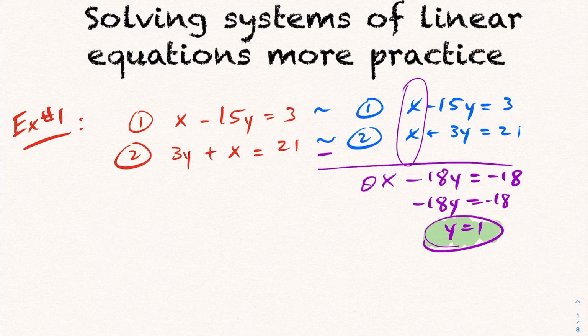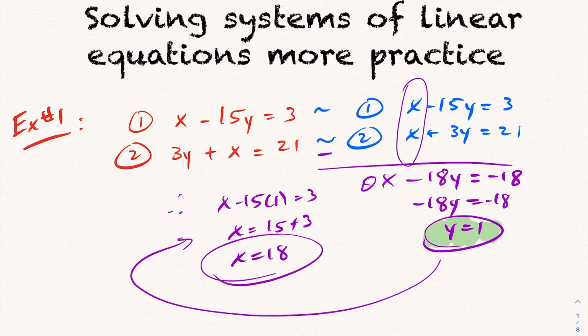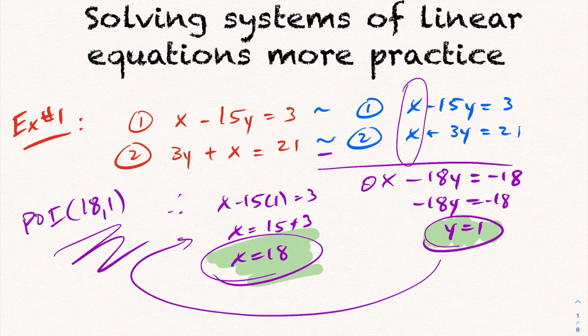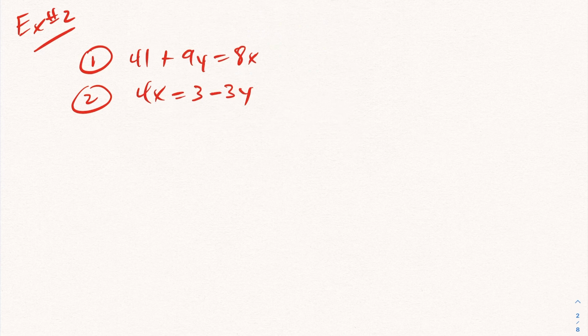I got my y value is 1, and therefore I can sub it into either equation. I'm going to sub it into 1, so x minus 15 times 1 is 3, x is 15 plus 3, x is 18. All right, so I'm getting here, the point of intersection is 18 and 1. All right, again, pause the video, try this question out yourself, and then see how you did.